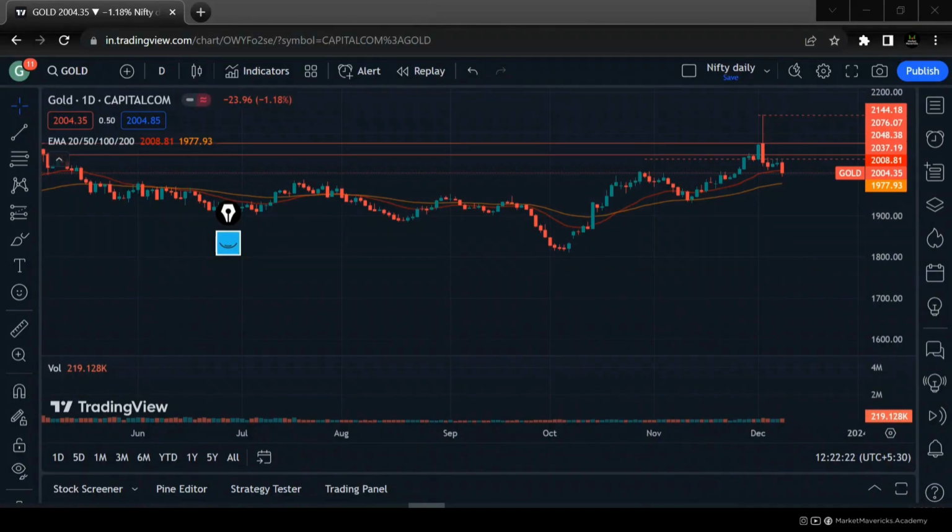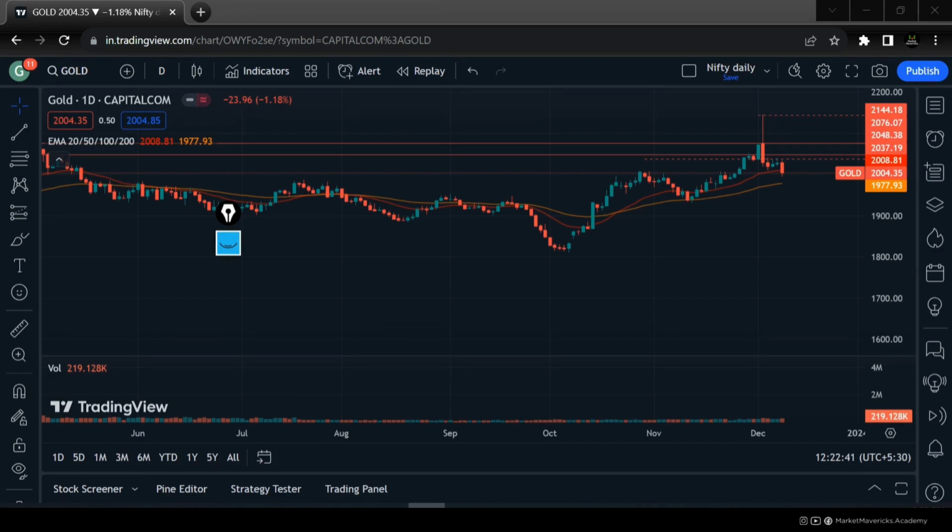In today's episode, we'll be discussing how to identify false breakouts or false breakdowns. This is one of the biggest confusions traders always have: whether we should chase a breakout or let it go and wait for price action. So let us discuss how we can identify possible breakout traps.